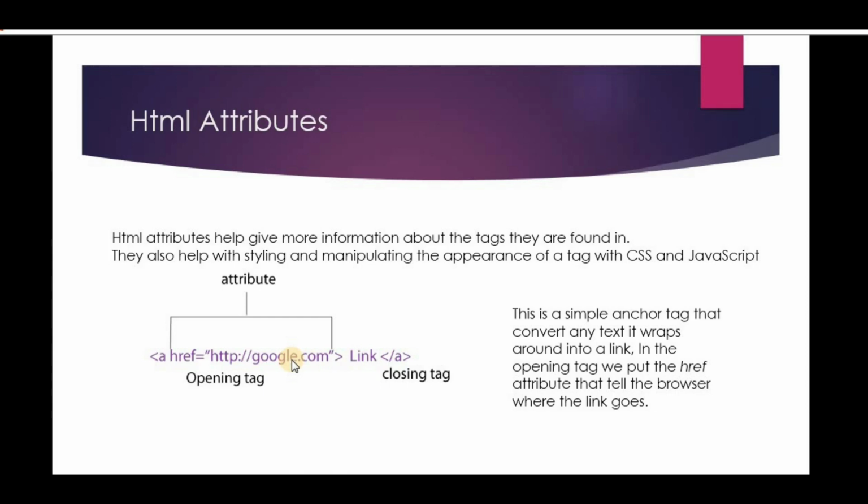It's actually found inside of the opening tag. Basically, firstly, this is the opening tag. Attributes are found inside of the opening tags. Then they help give functionality to the tag itself. For instance, this is a link tag, and without this href attribute, it won't lead anywhere. But with this, when you click on it, you go to a web page.